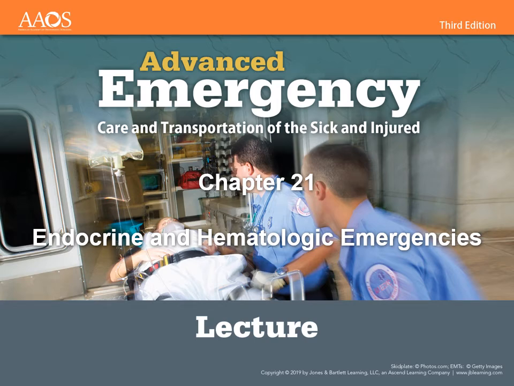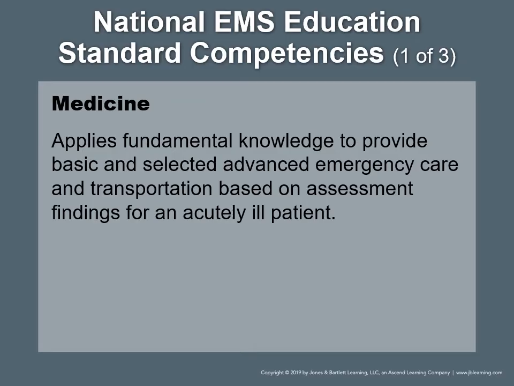Alright, this is Chapter 21, Endocrine and Hematologic Emergencies. Your National EMS Standard Competencies for medicine applies to the fundamental knowledge to provide basic and selected advanced emergency care and transportation based on assessment findings for an acutely ill patient.